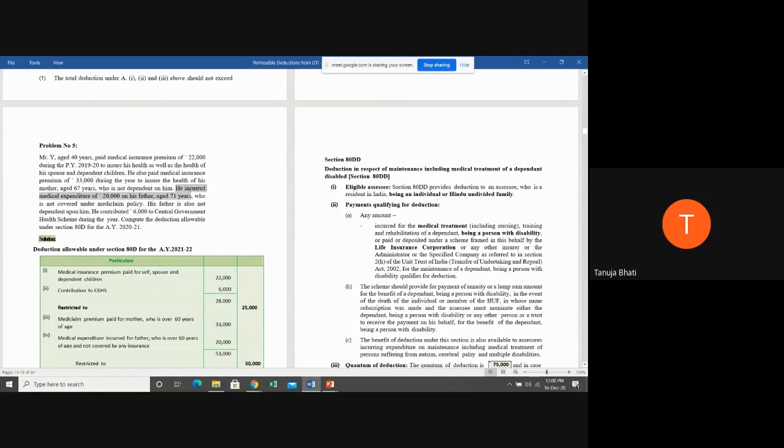Next, he incurred medical expenditure of 20,000 on his father, aged 71 years, who is not covered under a Mediclaim policy.